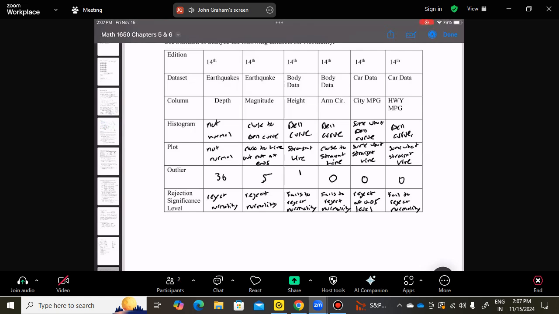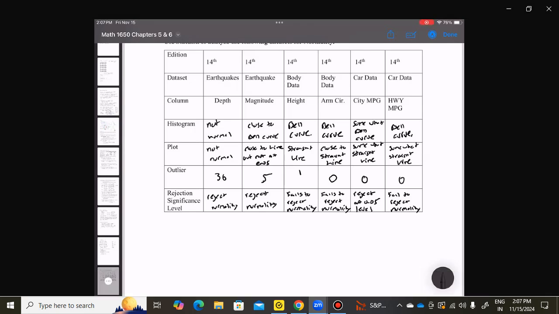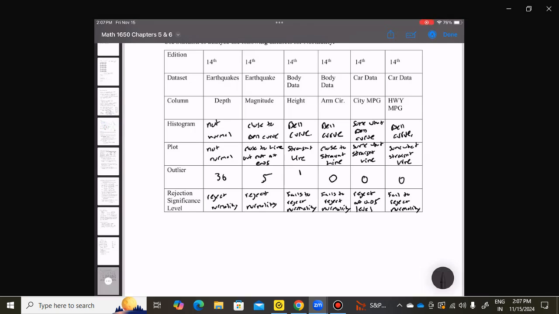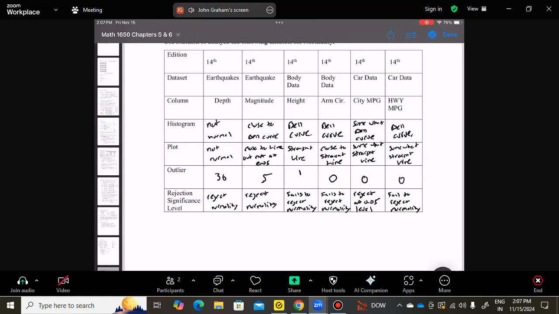Alright, so with the car data, the city miles per gallon, that data we could reject normality at the 0.05 level, but not at the 0.01 level. And then the highway, we failed to reject normality, so we kind of had a normal distribution there. Alright, so that is a normal quartile plot. In the next section, we'll get into something a little different. We're going to be approximating the binomial distribution with a normal distribution. I will see you then. Bye.